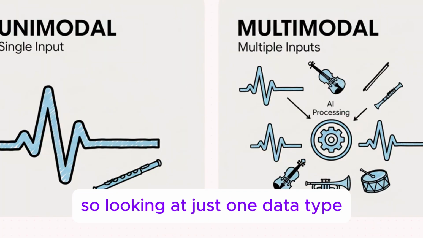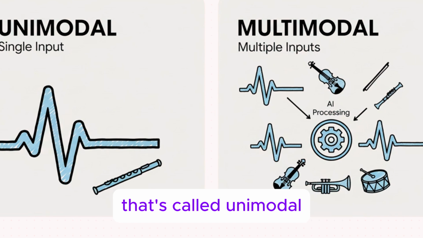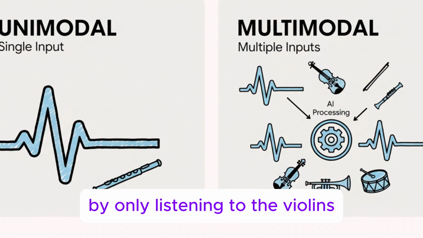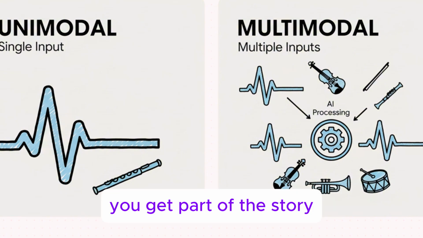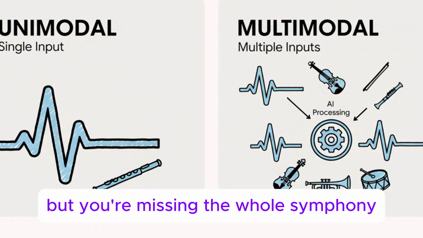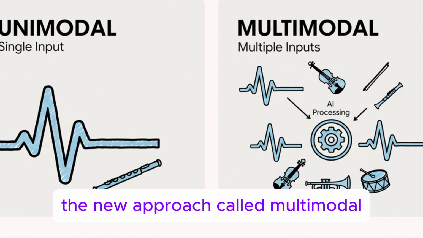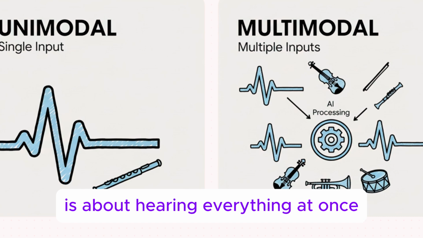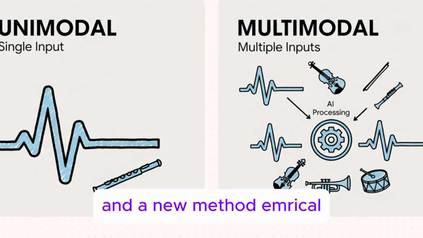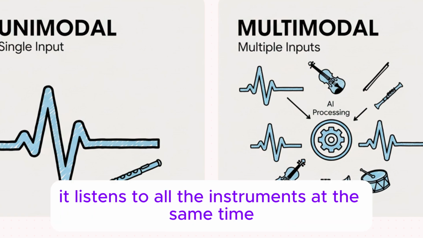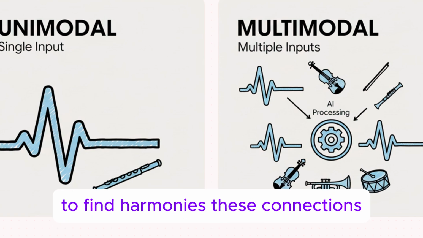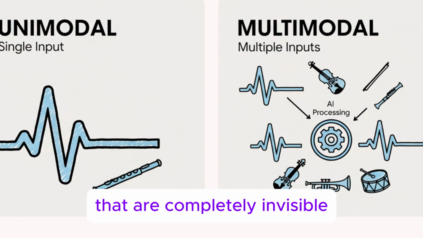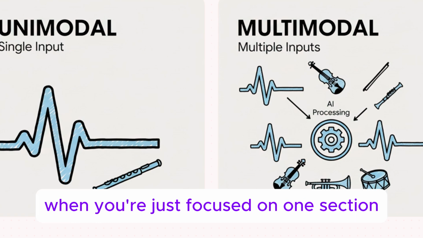Right? So looking at just one data type, that's called unimodal. It's like trying to understand an orchestra by only listening to the violins. You get part of the story, but you're missing the whole symphony. The new approach, called multimodal, is about hearing everything at once. And a new method, mRegle, does exactly that. It listens to all the instruments at the same time to find harmonies, these connections that are completely invisible when you're just focused on one section.